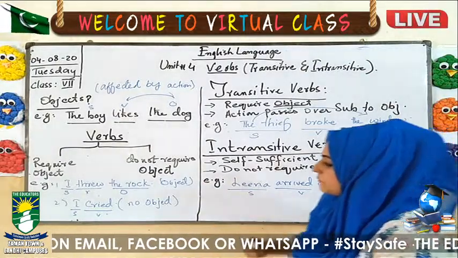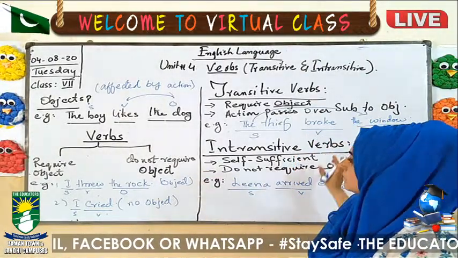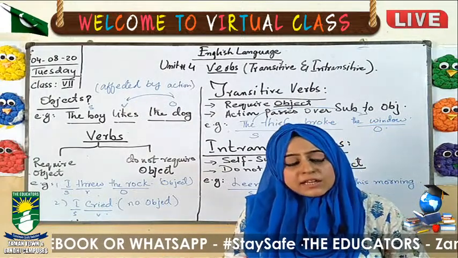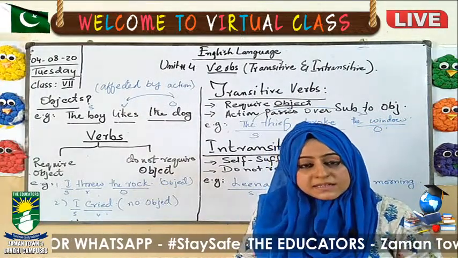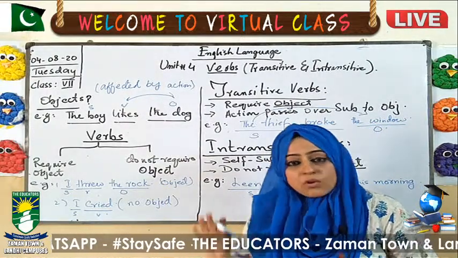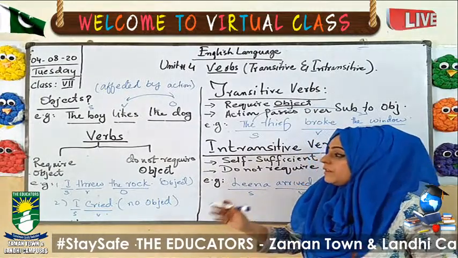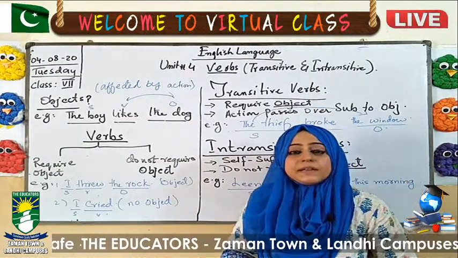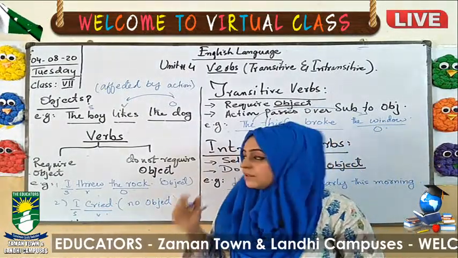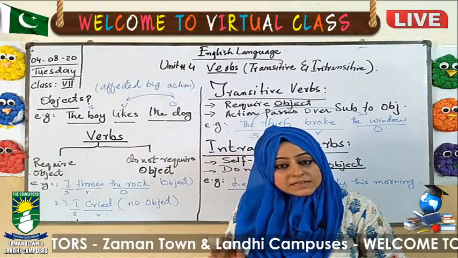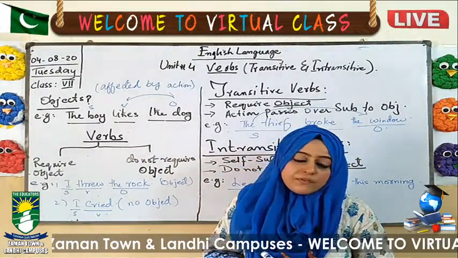Clear? Now I hope you have understood all the things we have learned today: transitive verbs, intransitive verbs, what an object is, what the purpose of the object is, where we use it, what the identification of transitive is, and what the identification of intransitive is.